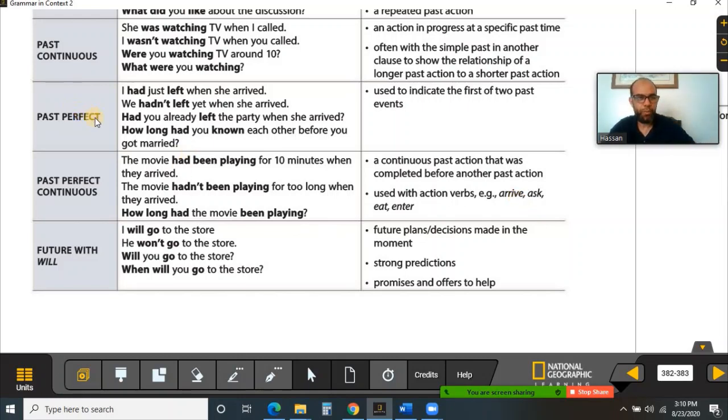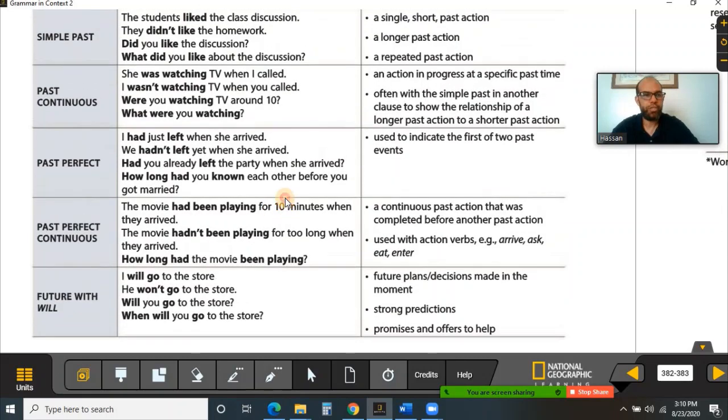The difference between past perfect and past perfect continuous is that in the past perfect continuous, the action is a longer action. It's in progressive form. So the movie had been playing for 10 minutes when they arrived. Okay, had been playing for 10 minutes when they arrived. And the movie hadn't been playing for too long when they arrived.